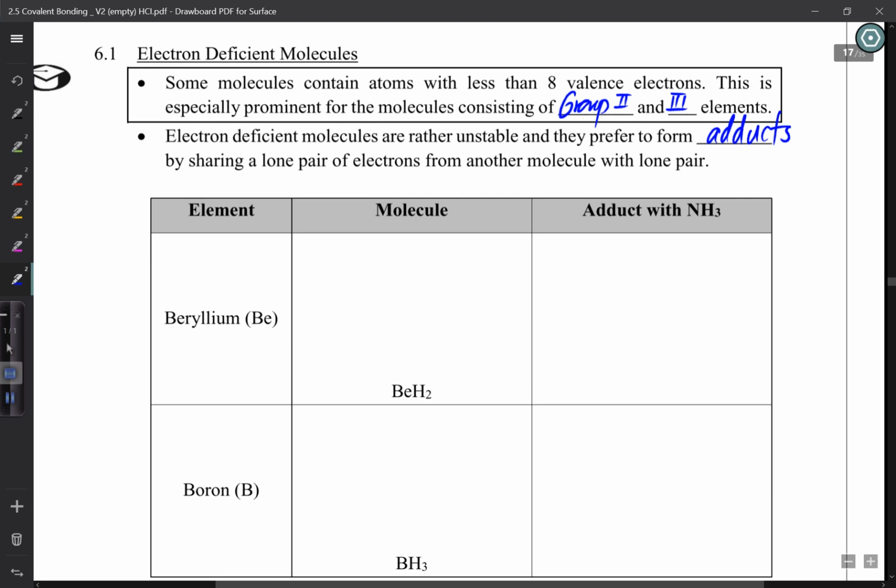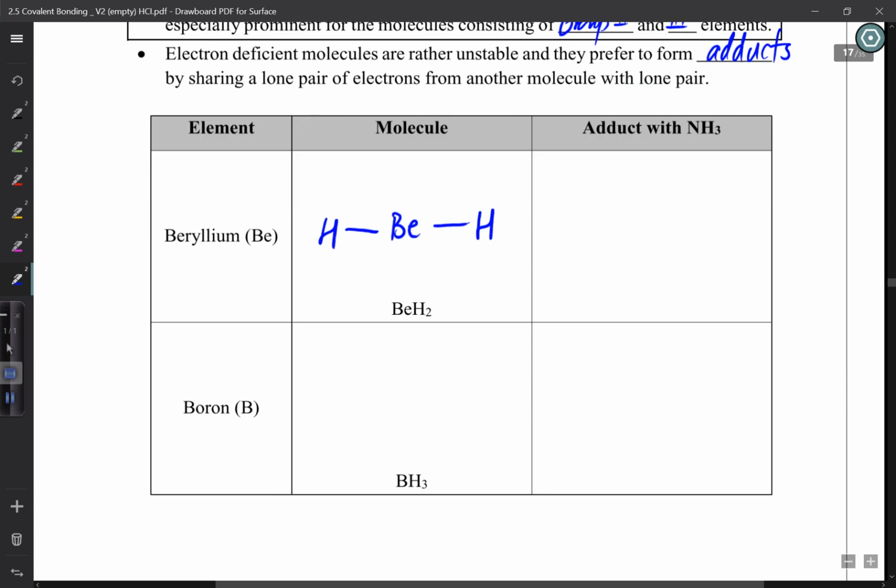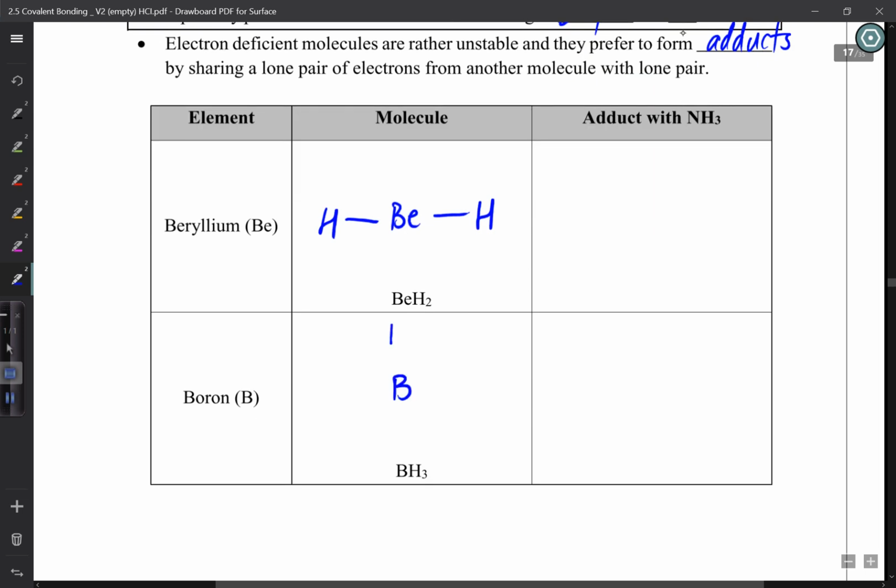So one example will be beryllium, which is from group 2. You form this molecule with hydrogen, BeH2. For this case, how many electrons are there around beryllium? 4, right? So is it stable? No. The same goes for boron, which is from group 3. It can form 3 single bonds with hydrogen in this manner. So how many electrons are around boron? 6, right? So how does it become stable?